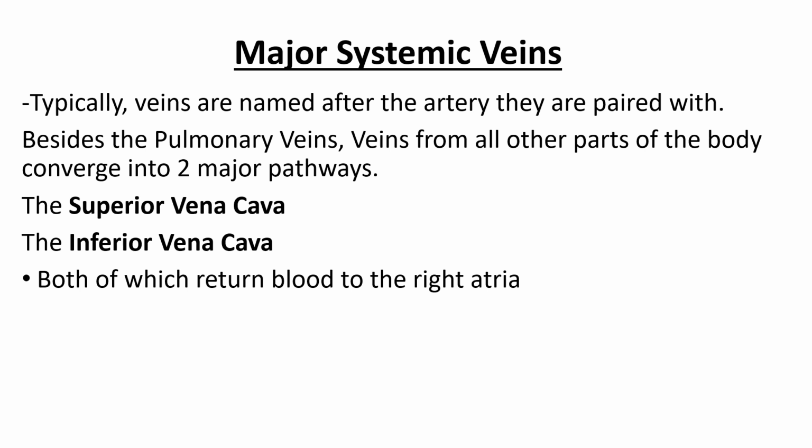So besides the pulmonary veins, from all other parts of the body veins converge into 2 major pathways. We are either going to do the superior vena cava, which is the major pathway that is going to drain my upper region, my head, my neck, my trunk, my arms. All of that is going to drain into the superior vena cava. Or my inferior vena cava, which is going to be my lower regions, which is my abdomen, my pelvis, and my legs. All of that is going to drain into the inferior vena cava, and they both dump back into the right atria itself.